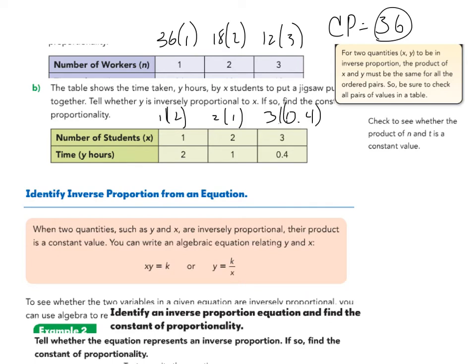All right, so 1 times 2 is 2, 2 times 1 is 2, and 3 times 0.4 is 1.2. Okay, so X does increase as Y decreases, but it is not a constant value. We get 2, 2, and 1.2. So this one would be no, they are not inversely proportional because it's not at a constant rate.